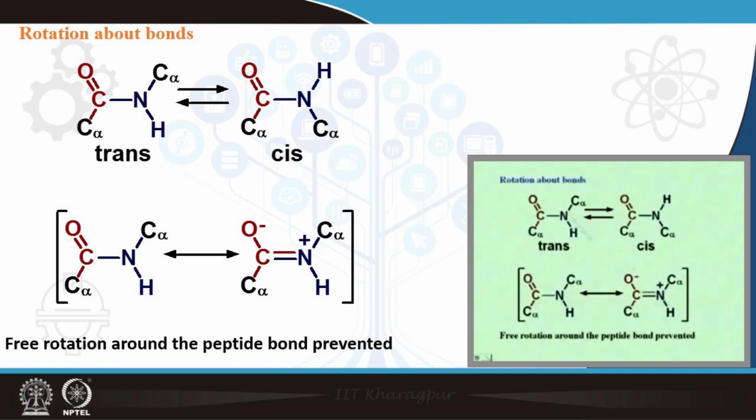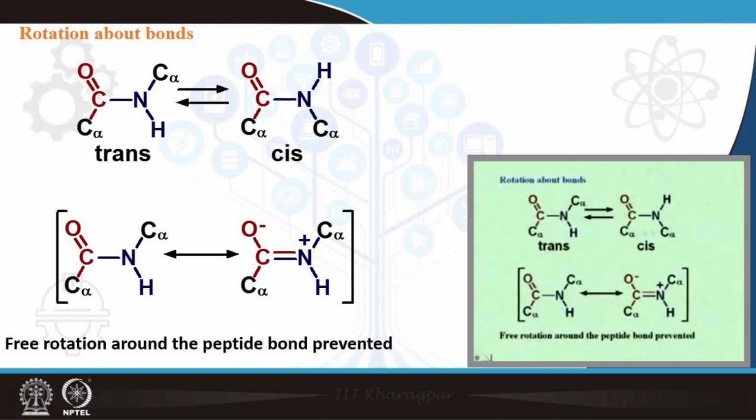Okay. Now, what do we have in this case? This is the C alpha, this is the C alpha of the next amino acid, and to both of them are attached side chains. This is trans in nature because the C alphas are on two opposite directions.